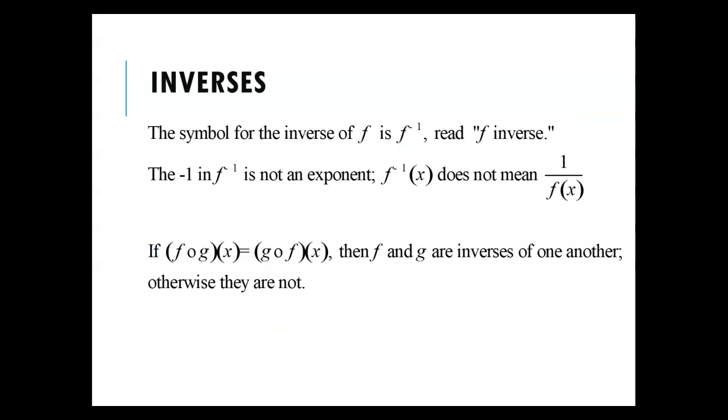Inverses are read as f to the negative 1 of x, but we don't say f to the negative 1, we call it f inverse. Everybody assumes that f to the negative 1 means it drops it down, like we talked about exponents yesterday. That is not the case. f inverse is not 1 over f of x. The inverse is not 1 over f of x.